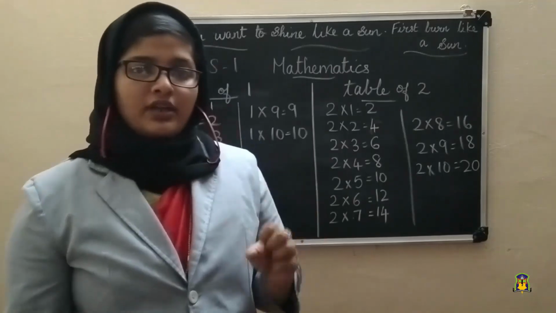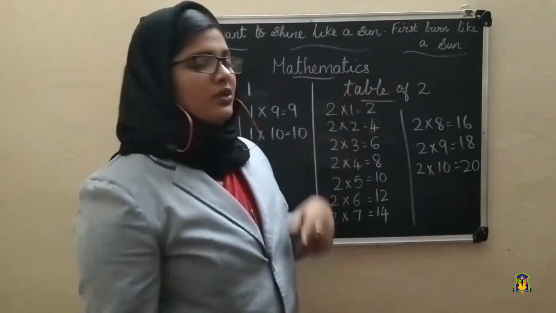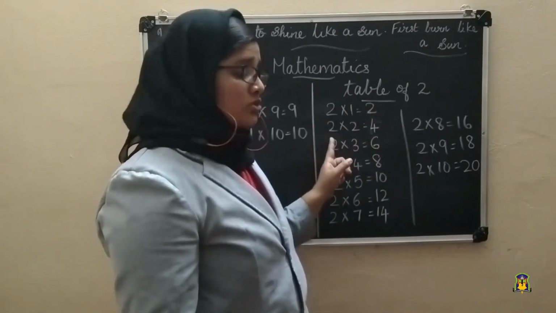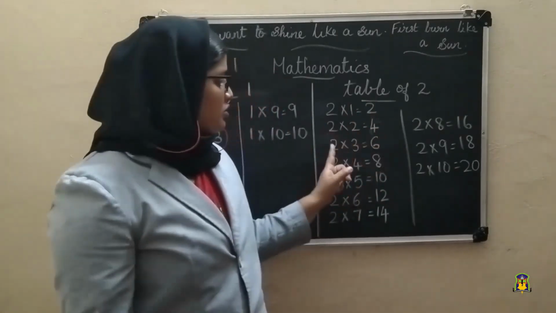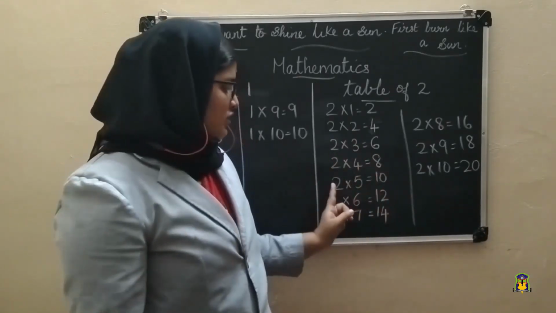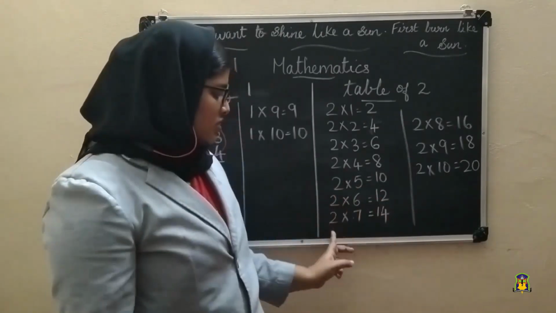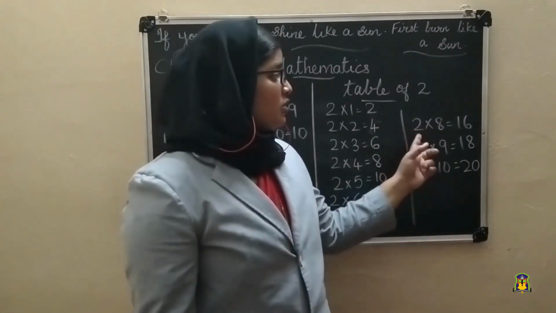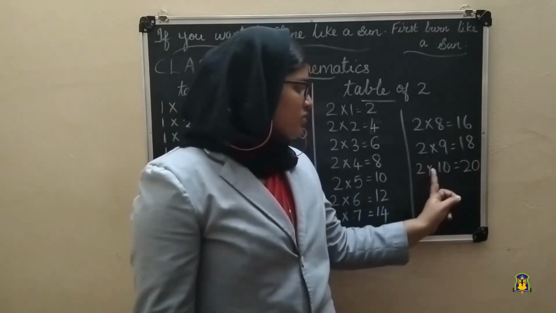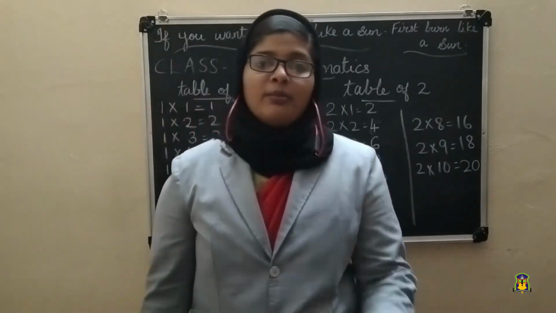All of you should ensure to learn the tables by heart. So next, table of 2. 2 ones are 2. 2 twos are 4. 2 threes are 6. 2 fours are 8. 2 fives are 10. 2 sixes are 12. 2 sevens are 14. 2 eights are 16. 2 nines are 18. And 2 tens are 20. So all of you learn it by heart.